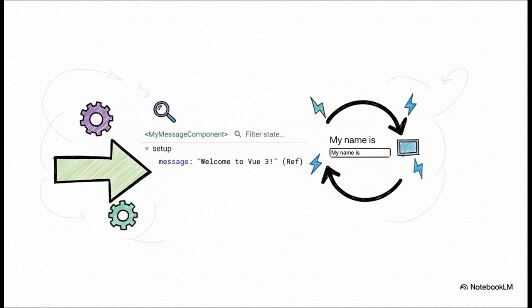And here's a perfect example of what I mean. On the left, you can see a piece of data in the code called message, and on the right, you see that same message displayed on the screen. Now, because of reactivity, if we change that message in the code, or maybe a user types into a text box, the display on the right updates instantly. And the best part? The developer didn't have to write a single extra line of code to make that happen.